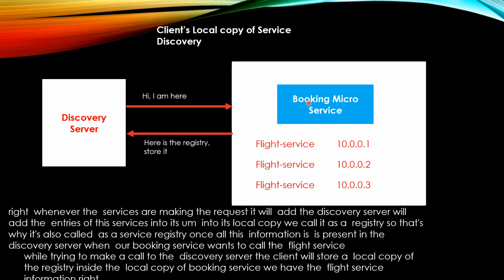Now let's discuss something more about the client's local copy of service discovery. Whenever the services make the request, the discovery server will add the entries of the service into its local copy. We call it the registry. That's why it is called a service registry. Once all this information is available in the discovery service, whenever the booking service wants to communicate with the flight service, it will ask the discovery server, and the client will have a local copy of this registry inside the booking service. That's why we can see this information here.